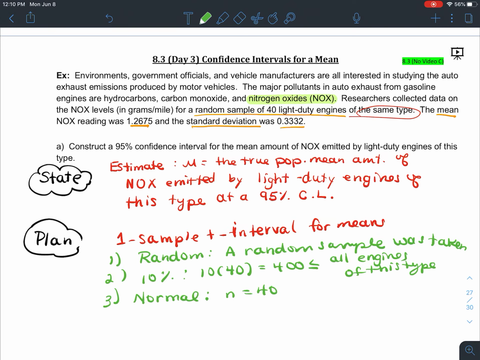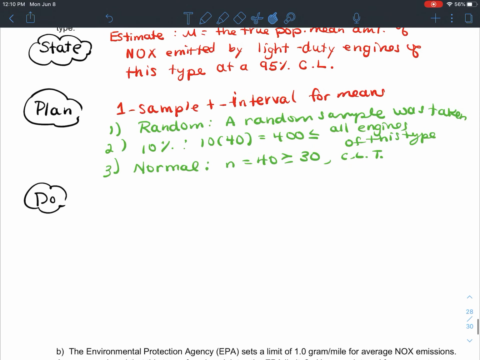Okay, remember what our sample size was. It was 40, which is greater than or equal to 30. Which means we can use the central limit theorem to go ahead and say that this sampling distribution would be approximately normal. Okay, now we are to the do step.